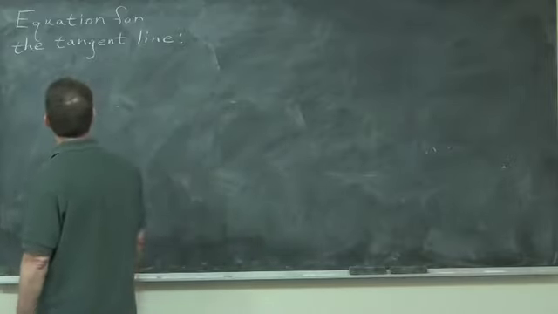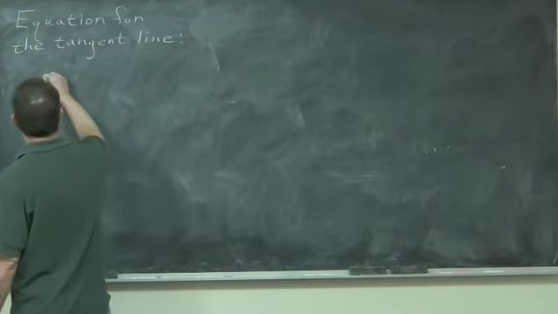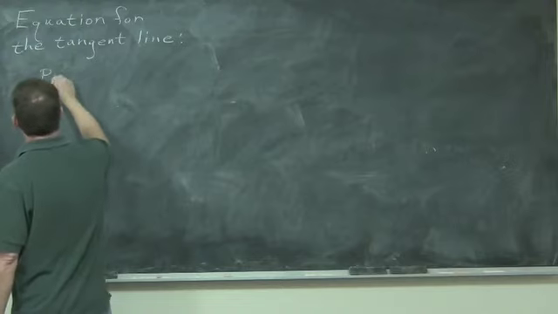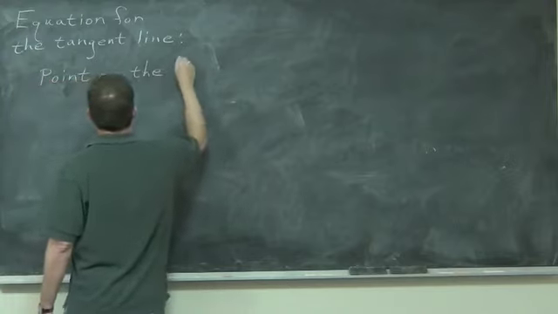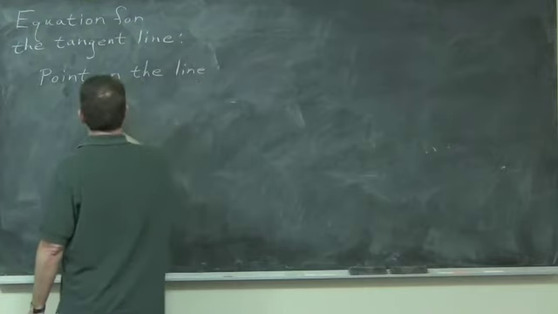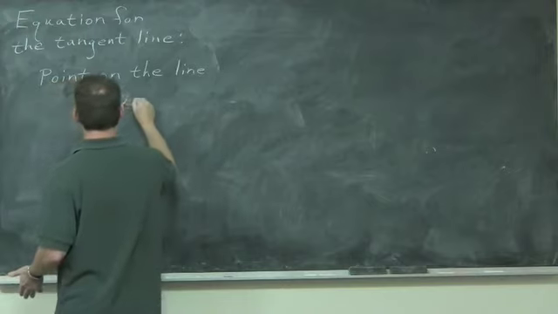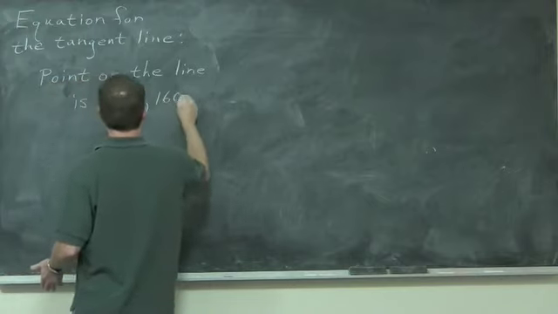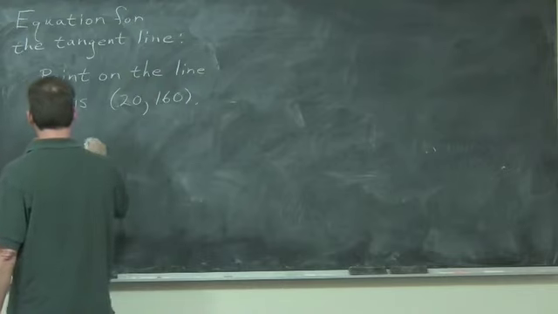So in terms of A and D, what's an equation for the tangent line? So we know a point on the line: d is 20, a is 160. The slope of the line is 16.